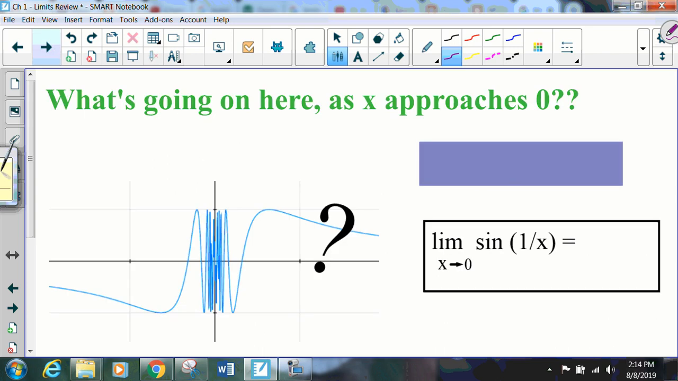Another way that the limit doesn't exist is when you're looking at a function like this, the function sine of 1 over x. As x is approaching 0, it is oscillating back and forth. It cannot make up its mind where to land, somewhere in between 1 and -1, right?